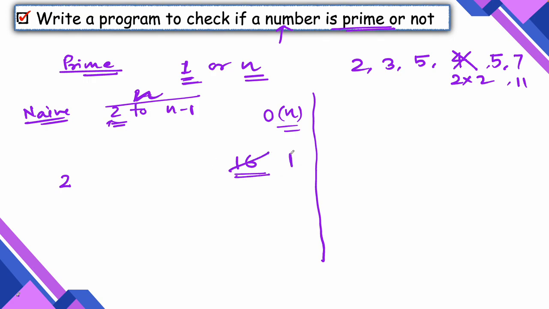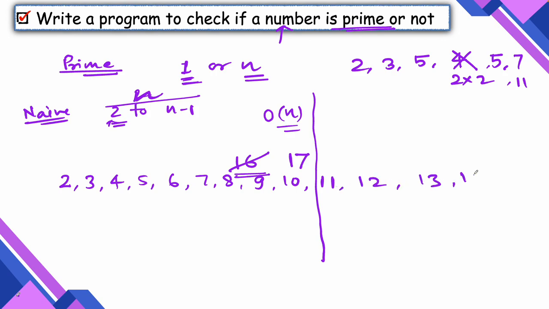Let's say we take the number 17. The same thing, we start dividing 17 by 2 and check if it divides. No. We go on with 3, then 4, 5, 6, 7, 8, 9, 10, 11, 12, 13, 14, 15 and 16. None of these numbers divide 17, so 17 is a prime number.